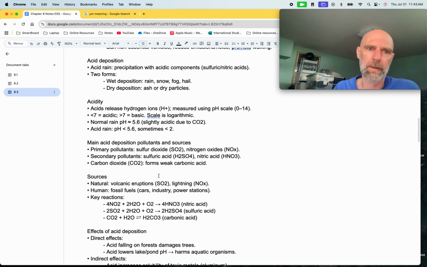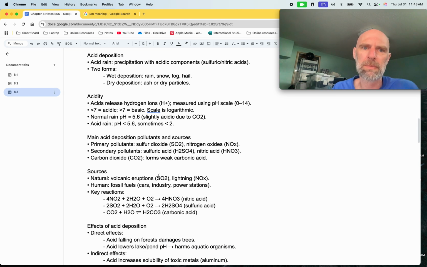So, acid deposition, or acid rain: precipitation with acidic components, sulfuric and nitric acids. Two forms: wet deposition, which is rain, snow, fog, hail. Keep in mind, snow does fall under wet deposition. Dry deposition is where you just have ash or dry particulates that gradually fall to the ground. Wet tends to bring it down faster, which is one more reason it's not great to drink stream water. It's better if it filters through the ground a little bit.